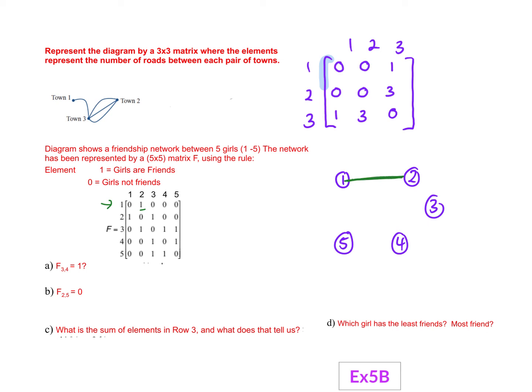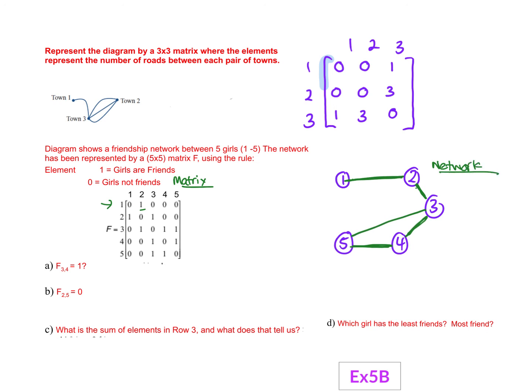And who else is she friends with? 3. Okay. And what about 3? 3 is friends with 2, we've got that. And she's also friends with 4 and 5. Okay, what about friend 4? Girl 4 is friends with 3, we've got that. And she's also friends with 5. So I'll draw it there. And 5 is friends with 3 and 4, and they're already there. So that would be the diagram, and here is the matrix. So this is the matrix, and this is what we call the network.